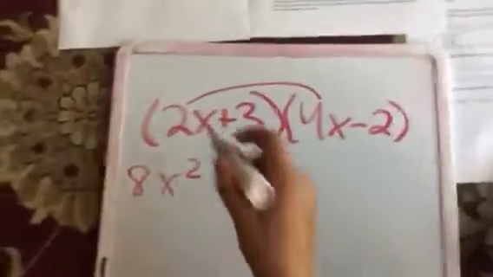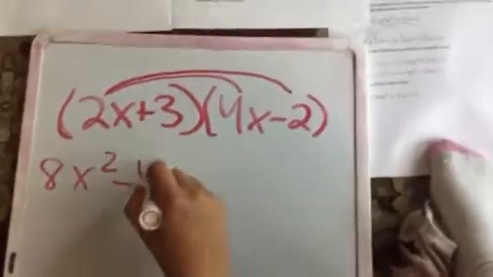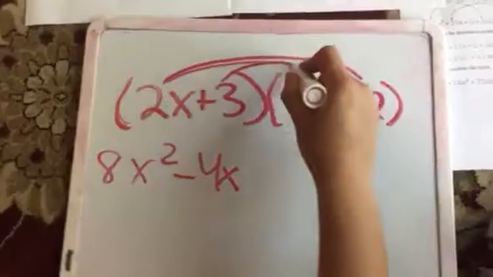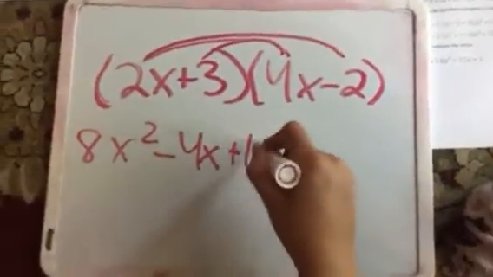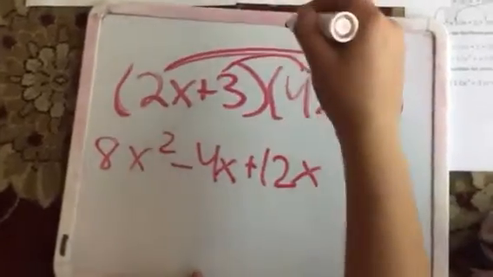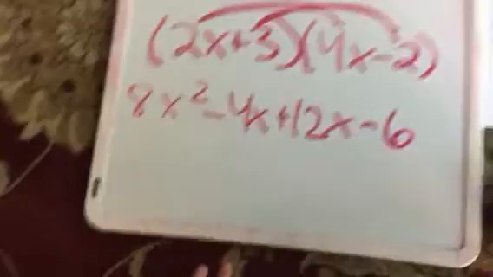Next, let's multiply the outer term, so 2x times negative 2, so minus 4x. Next, let's multiply the inner term, so 3 times 4x, so plus 12x. And last, let's multiply the last terms, so 3 times negative 2, so that's minus 6.